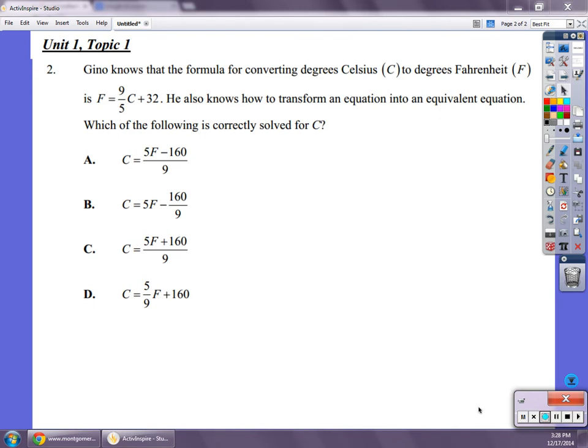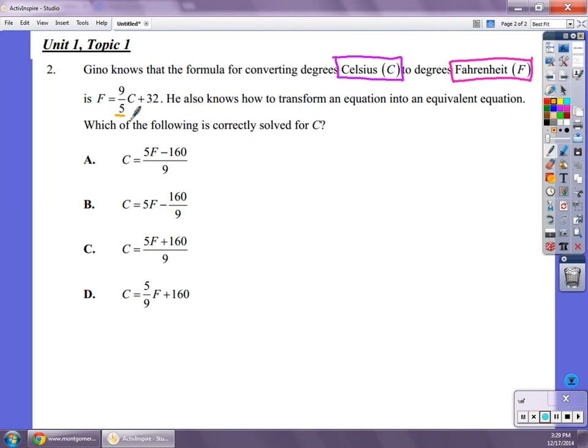Notice we have a multiple choice question here. But we still have a lot of work to do in order to get to one of those answer choices, A, B, C, or D. Okay, let's look back at the question. First of all, let's notice our two variables, Celsius, C, and Fahrenheit, F. And we're given a formula here, F is equal to 9/5 of C plus 32.